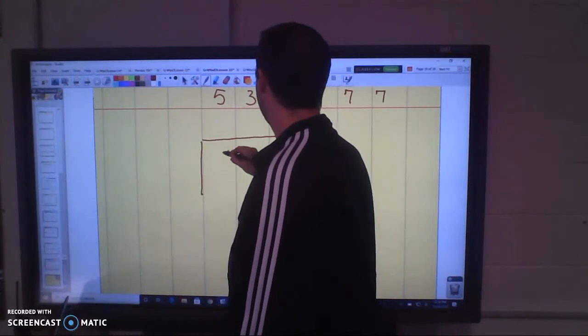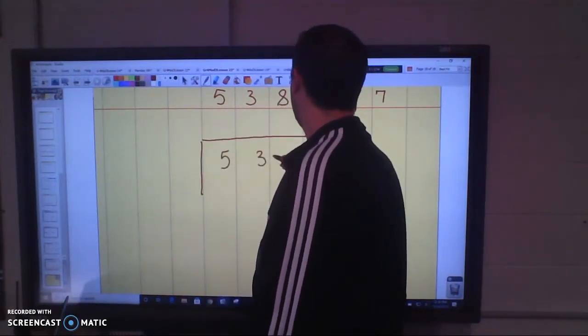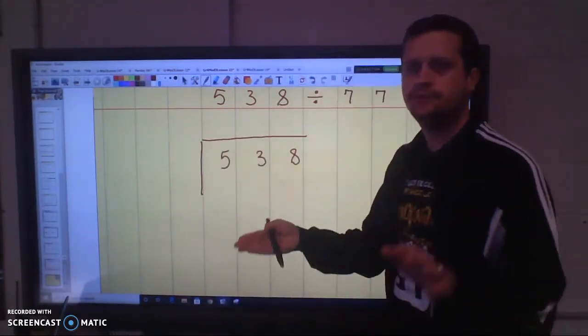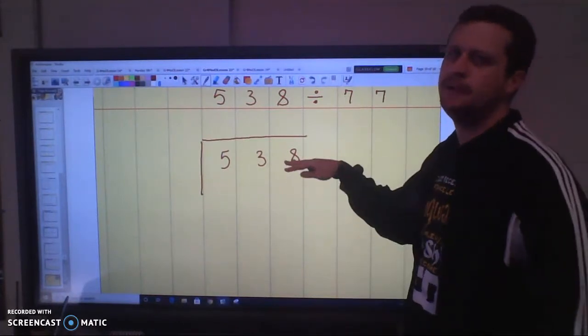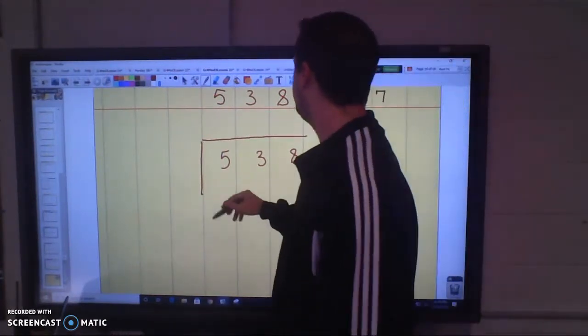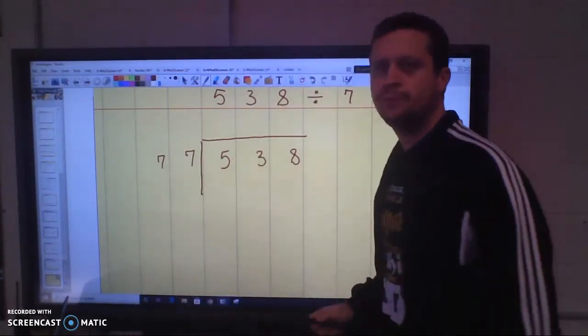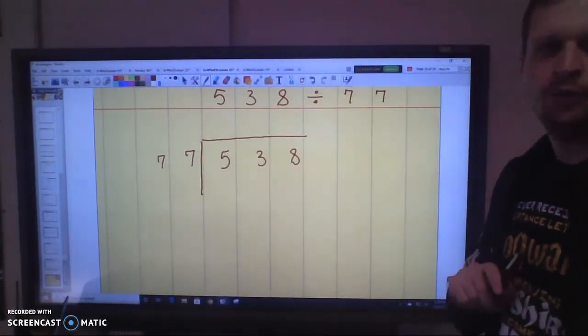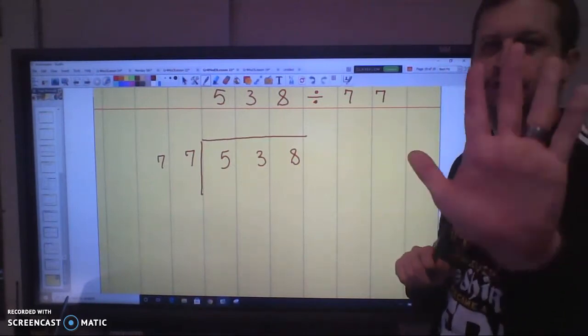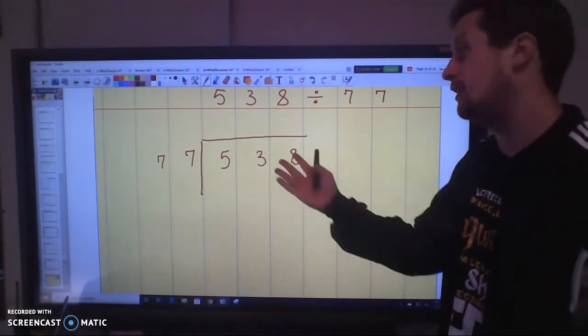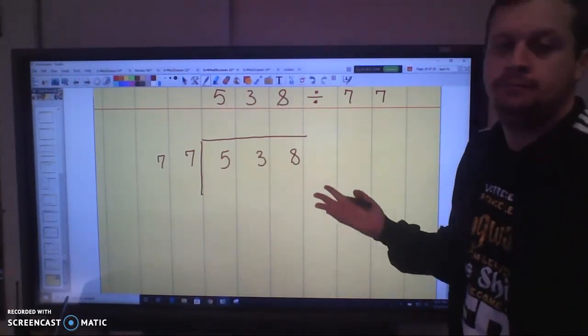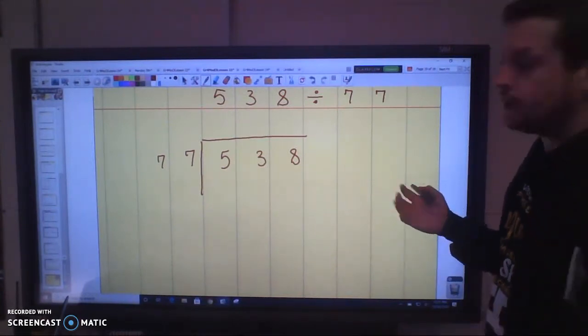I'm going to put 538. And again, flipping that paper sideways, always keeping it sideways for this. Divided by 77. So, looking at our 77, we're going to do our first 5 multiples of 77. Remember, last time we had to go further, but maybe this time we won't. I don't know yet.